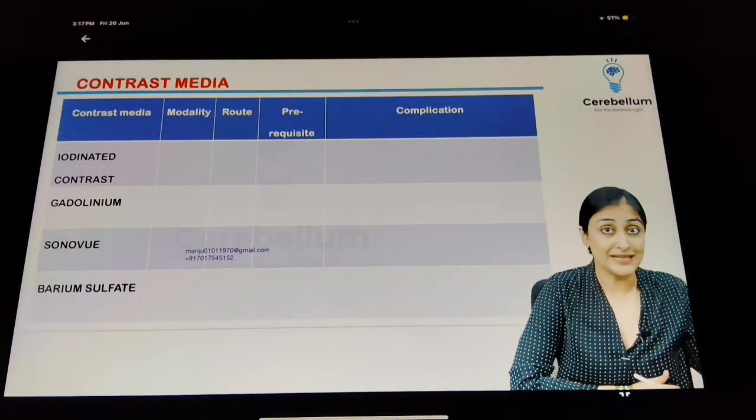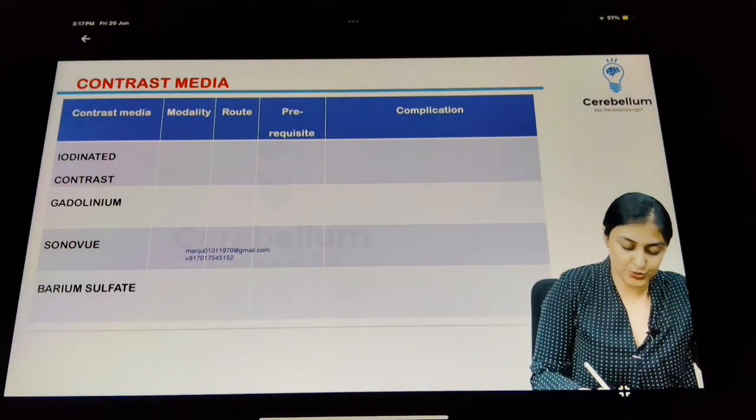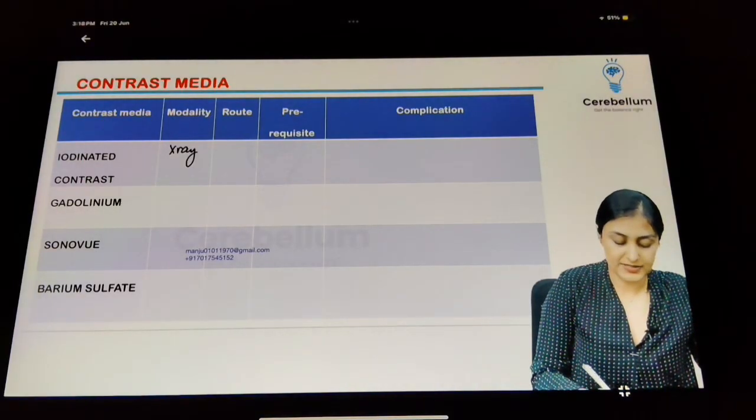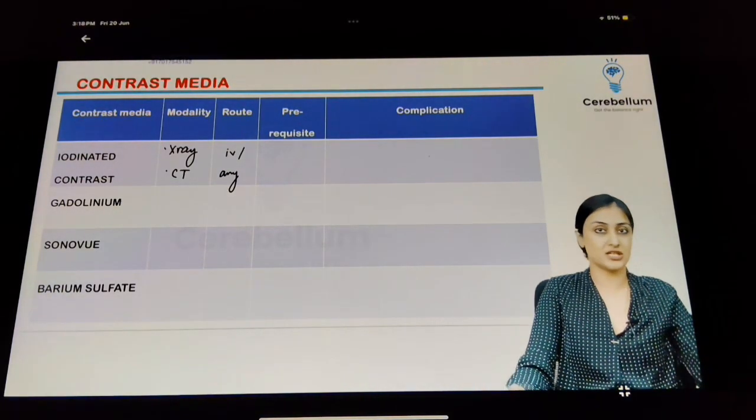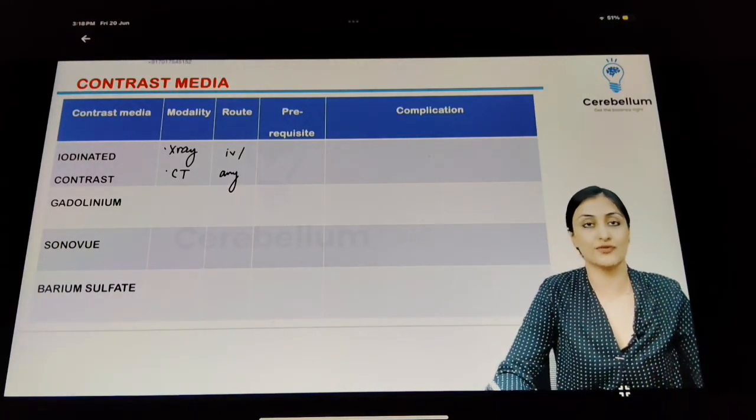Next, we talk about contrast media a little bit. So iodinated contrast is what you use in your contrast studies, right? For X-ray, it is the contrast that I use in CT for IV injection. So the route is IV, or for that matter, any route, right? So in contrast study, you can give it in the cervix, CBD, wherever. So any route is fine for iodinated contrast.